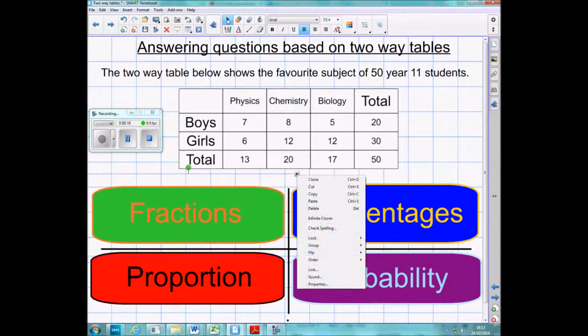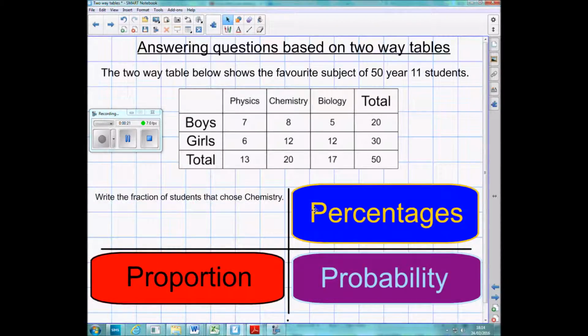So let's start with the fractions question. Okay, so the fractions question asks you to write the fraction of students that chose chemistry. So what we need to do is identify the total and the amount of people that chose chemistry. So there's 50 people in total and 20 chose chemistry. So writing that as a fraction, we have 20 out of 50. Remember, when you do fraction questions, usually a mark is related to simplifying that fraction. So here, 20 and 50, they're both in the 10 times table, so we can cancel a 0 from both the top and the bottom, and we get the fraction 2/5.